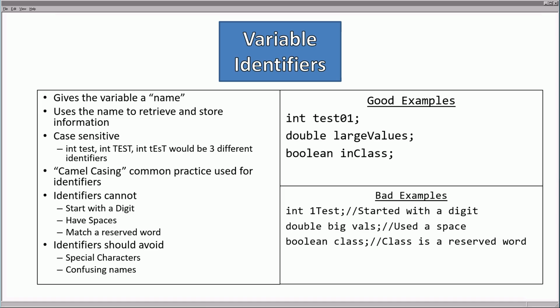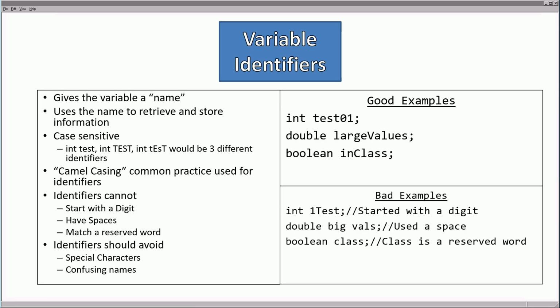In addition, identifiers have some specific rules. First of all, they cannot start with a digit. You cannot have spaces in an identifier, which facilitates the use of the camel casing, and also an identifier cannot match a reserved word. Along with that, identifiers should absolutely avoid using special characters and confusing names. You want this code to not only be understood by the computer, but by yourself and other programmers as well. Give variables meaningful names.